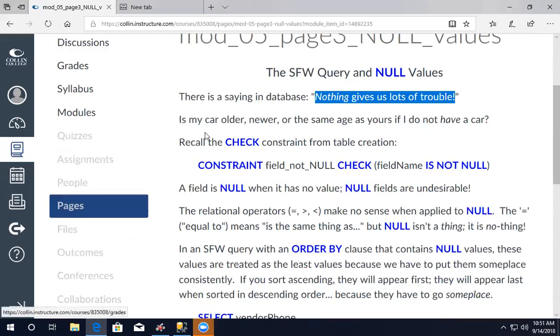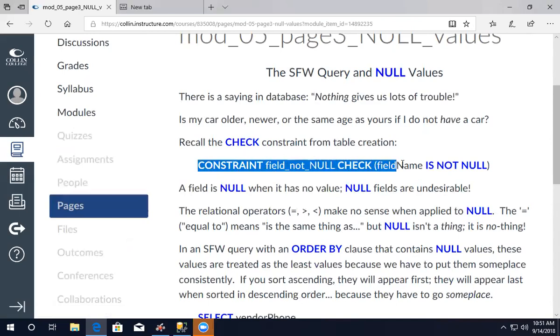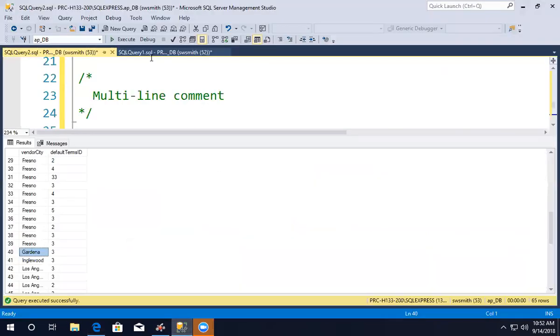Check constraint from table creation. Remember the constraint, field not null, check. Field name is not null. A field is null when it has no value, and that's undesirable. The relational operators equal to, greater than, less than make no sense applied to null. The equal to means is the same thing as. Null is not a thing. I have a little table over here.